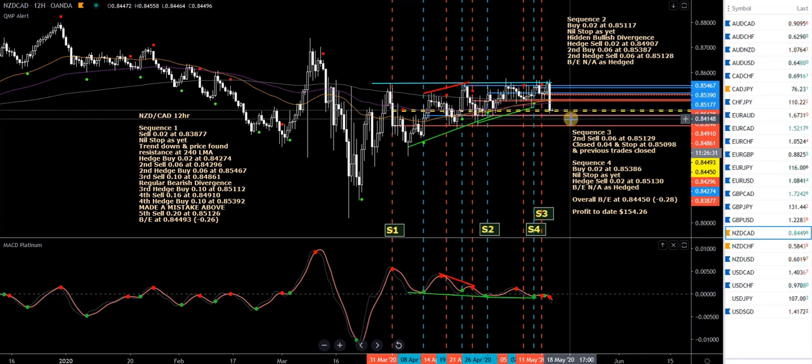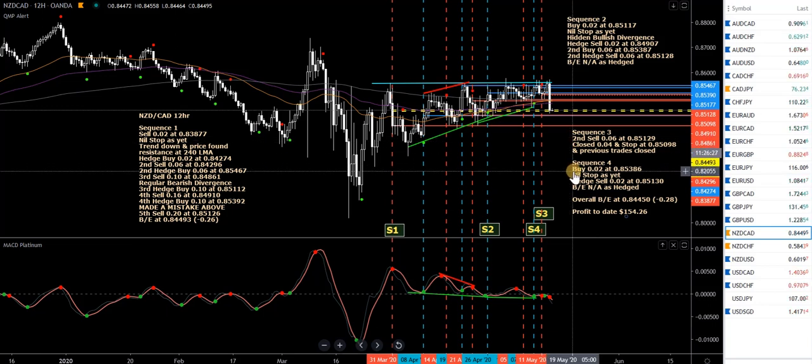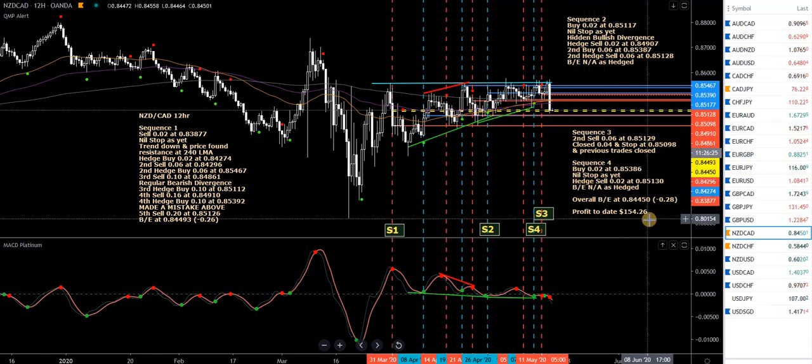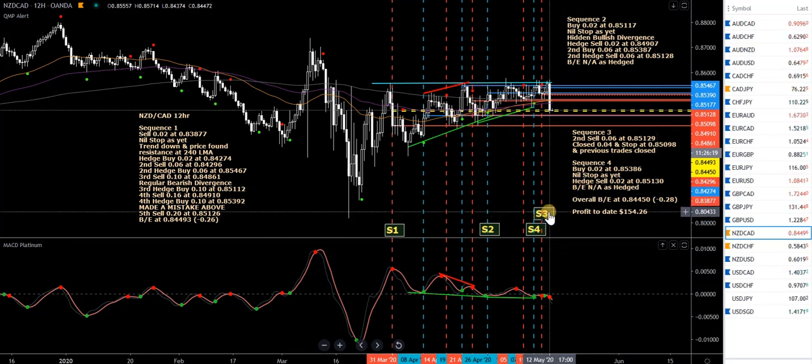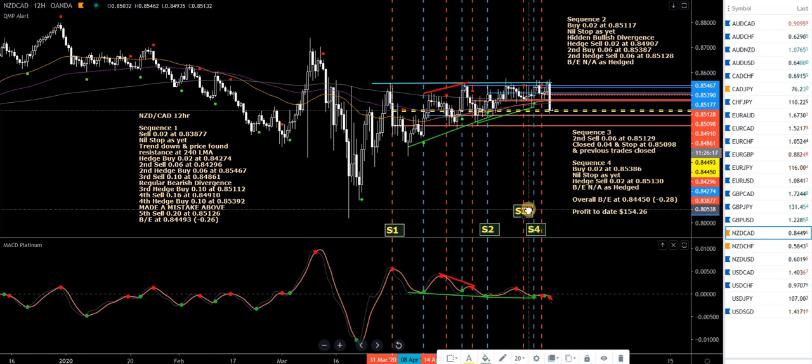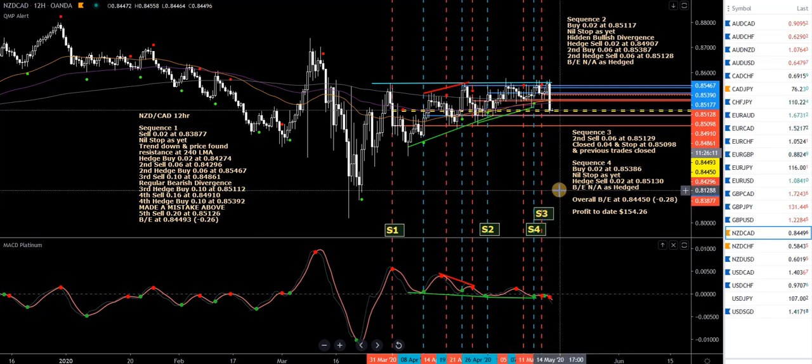Then I put a stop in place, which is hard to see. It's a red dotted line in there, just below the entry level. So that gave me a profit of $15.73, which has been added to the profit to date on this pair. And the sequence 3 little logo here is now being moved over to the last candle because that's where it commences. It's a standalone trade by itself now.